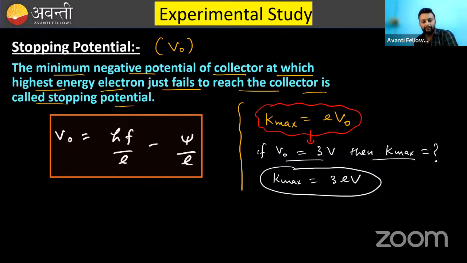Is everything clear? And now remember this equation. V naught equals hf by e minus psi by e. This is nothing else. I have placed the value of K max, which is hf minus psi, and divided by this e, that is hf by e minus psi by e. Clear?